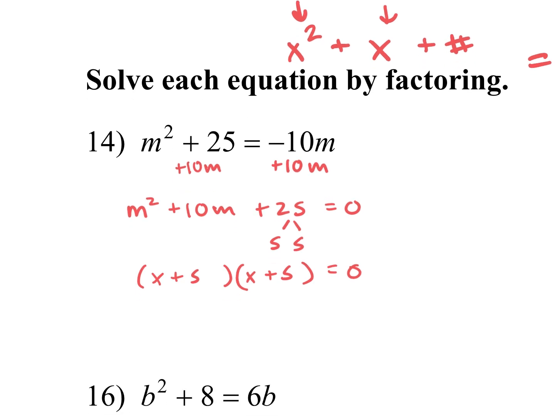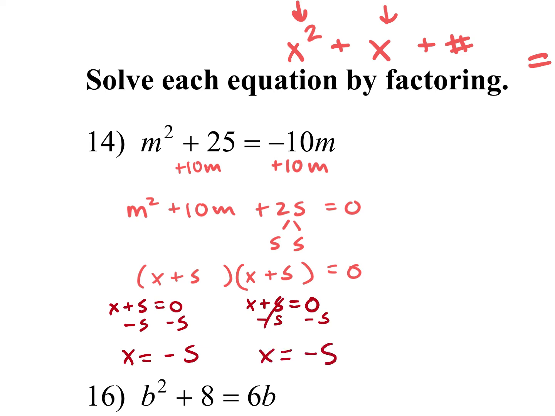Then from here, break up each one into its own equation. So x plus 5 equals 0. And then what do I need to do to solve for x? Subtract 5 on both sides. So x is equal to negative 5. So these are our two answers.